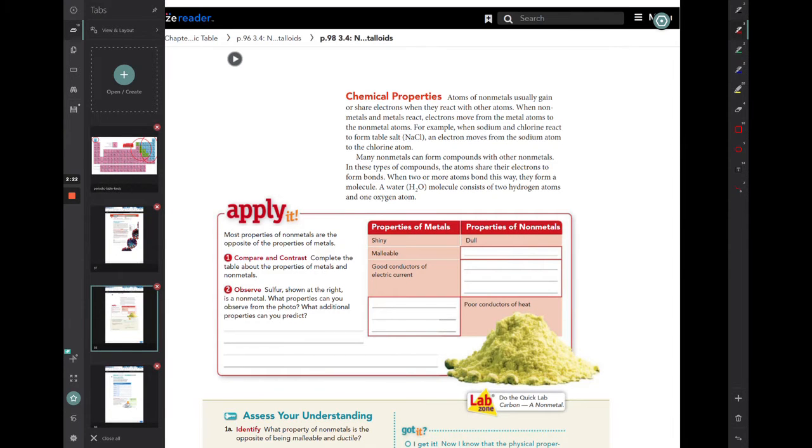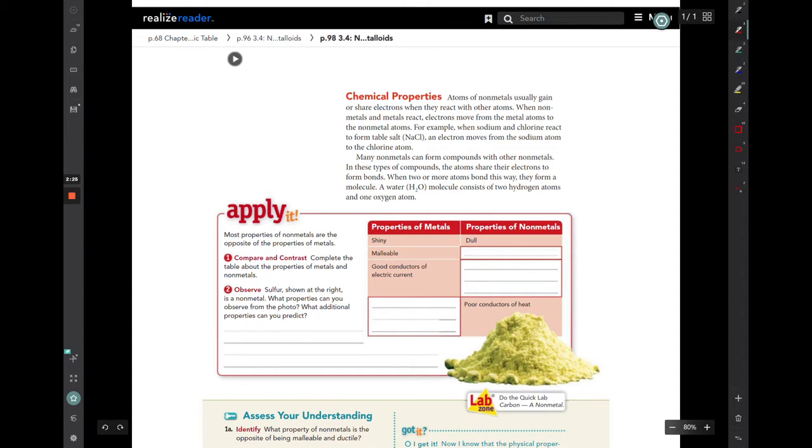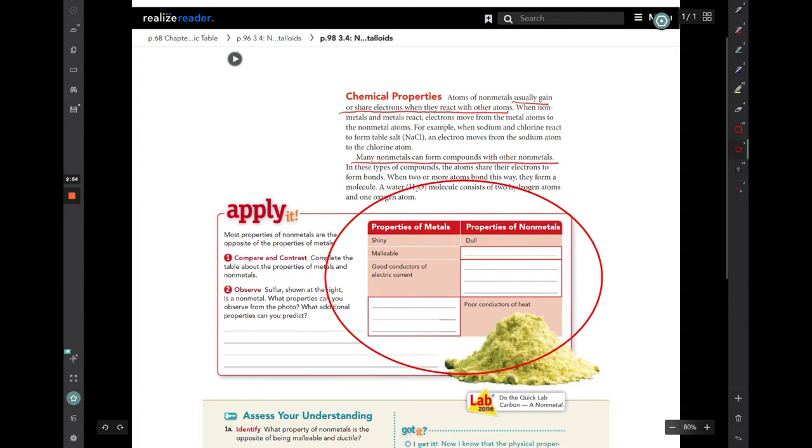When it talks about the chemical properties of nonmetals, it's basically just talking about their ability to share or lose or gain electrons and combine with other nonmetals in order to form compounds. So many nonmetals can form compounds with other nonmetals. They do this by gaining or sharing electrons when they react with other atoms. So this chart that you filled in yesterday was basically just a comparison of the properties between metals from last lesson and the nonmetals in this lesson.